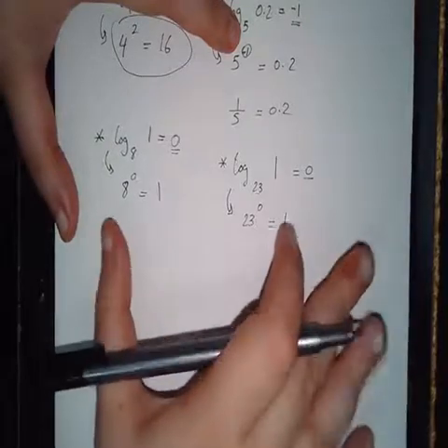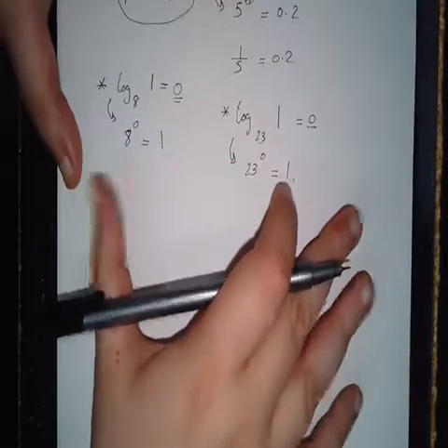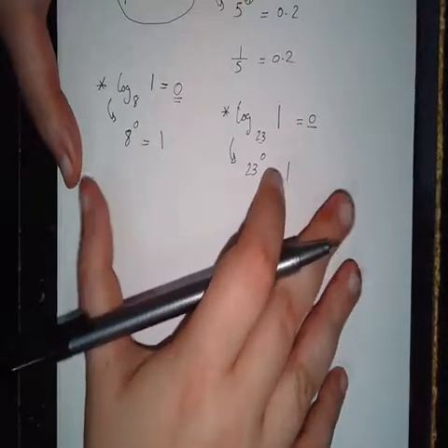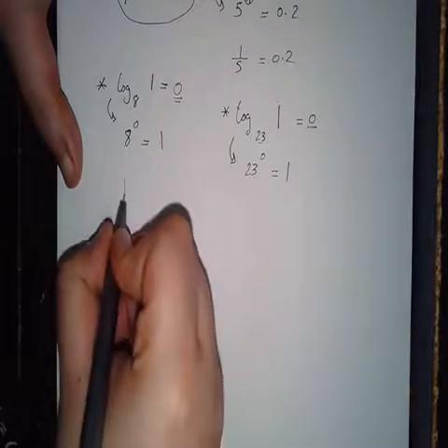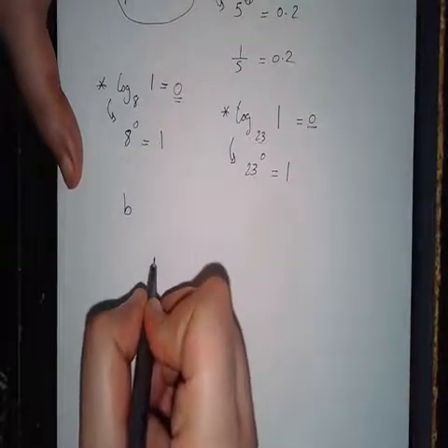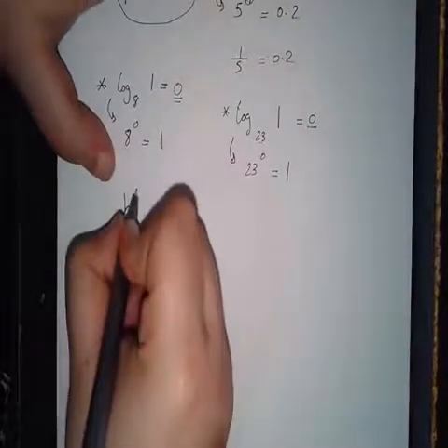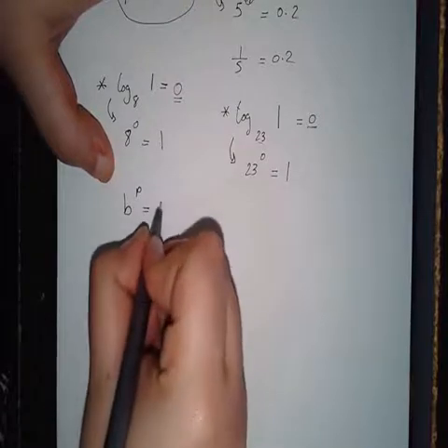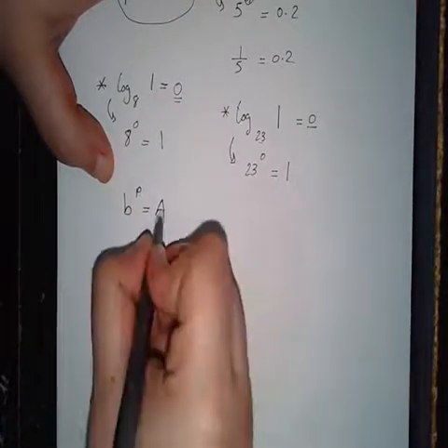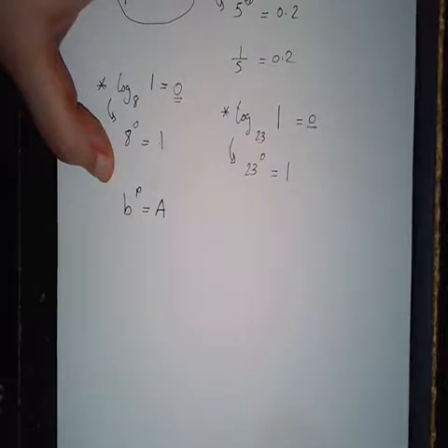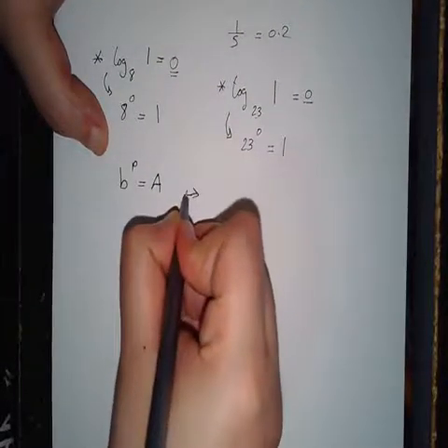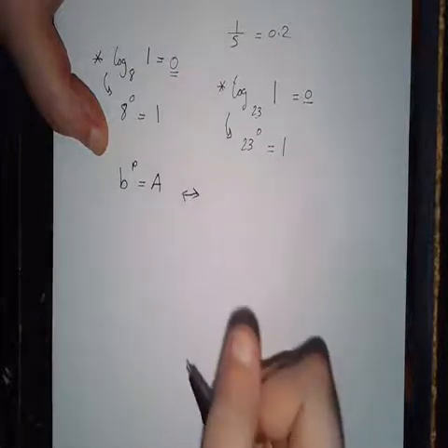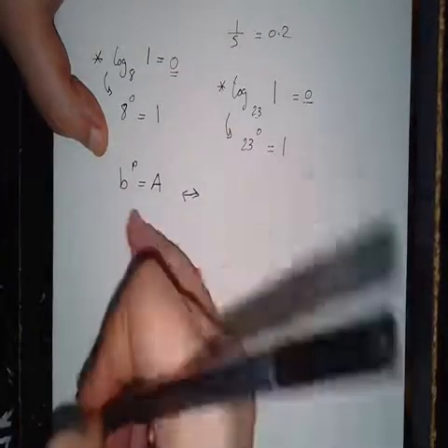Now, having practiced it a little bit, let me rewrite the relation between a log and exponential function so it's easier to remember. Okay? So let's say this is your base, P is your power, and A is the answer. This is my exponential function, right? This is the exponential form.